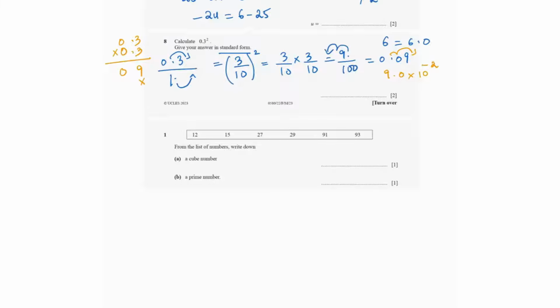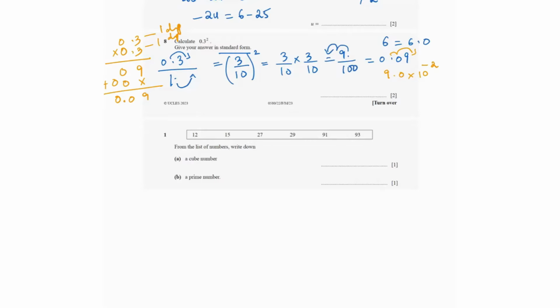Put a placeholder. 0 times 3 is 0. 0 times 0 is 0. Add it up. 0, 0, 9. One decimal place over here, other decimal place over here. So total 2 decimal places, which means the decimal comes over here.